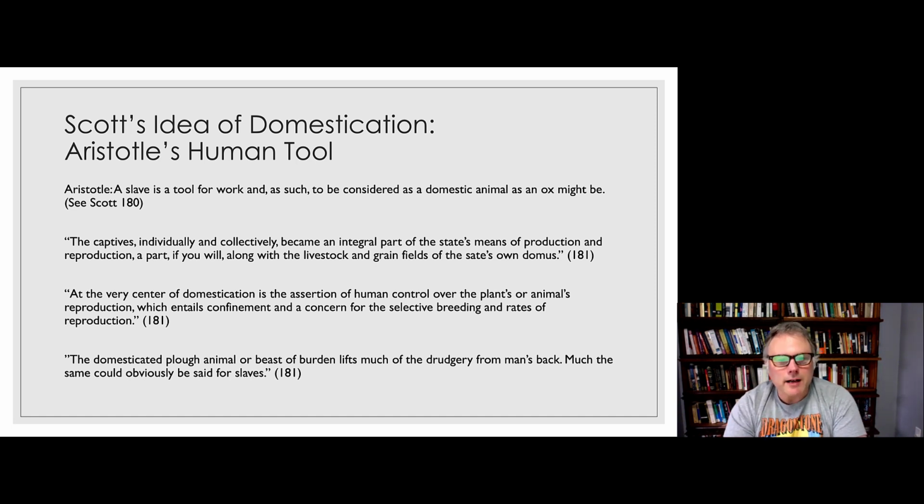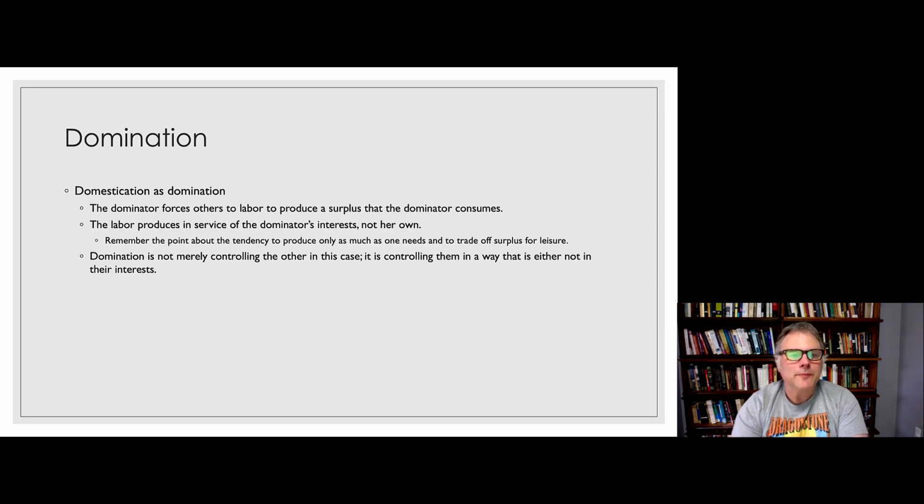So finally, as Scott says on page 181, this last little quote from Scott, the domesticated plow animal or beast of burden lifts much of the drudgery from a man's back. Much the same could obviously be said for slaves, and also for corvée labor, indentured servants, serfs, all these different ways that Scott enumerates that one set of persons is able to hold in place and force the productive activity of others. Okay.